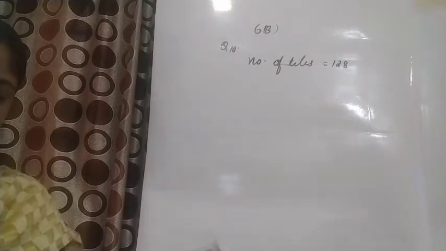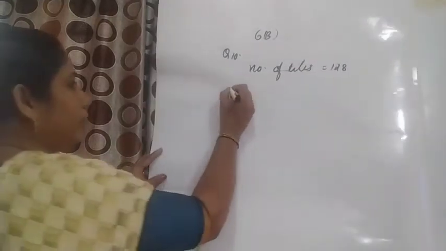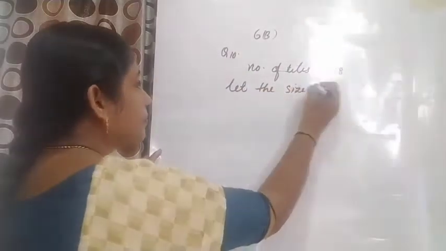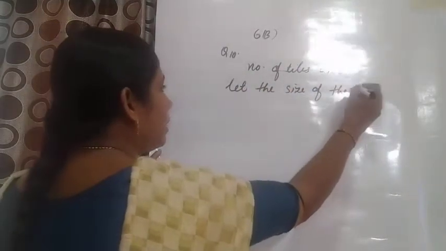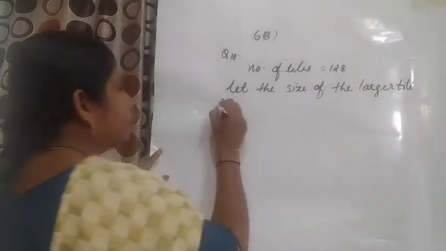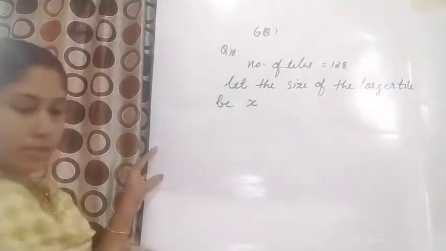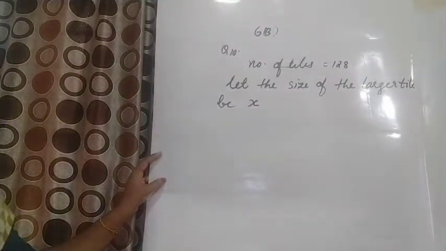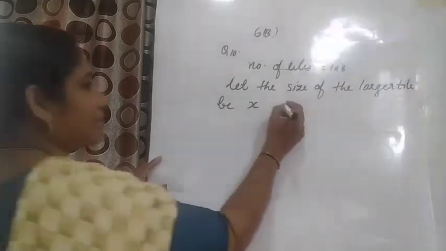If the tiles had been 2 cm smaller each way, 200 tiles would have been needed to pave the same area. Find the size of the larger tiles. That is the question. So let the size or edge of the larger tile be x units. Here it is in number of tiles only given 2 centimeter smaller, so x centimeter.